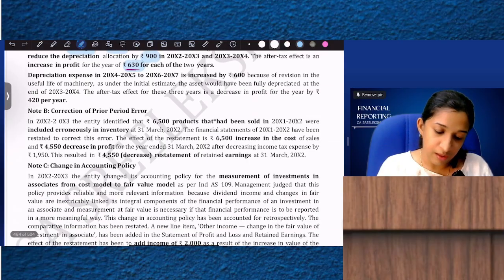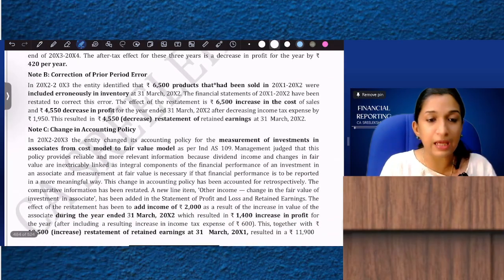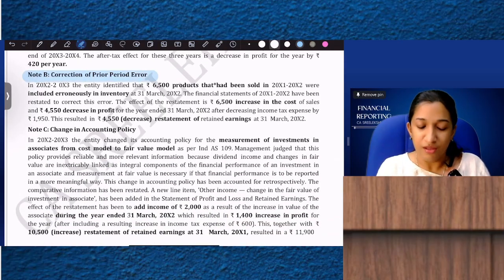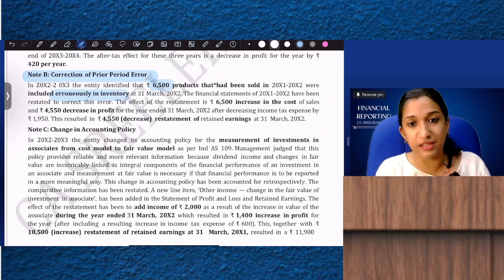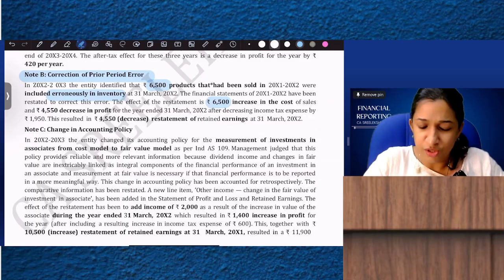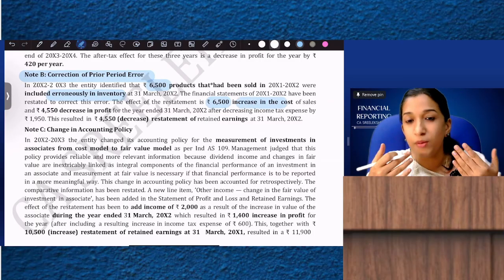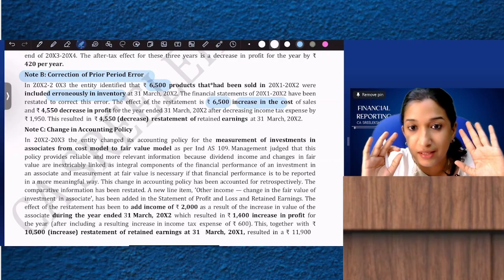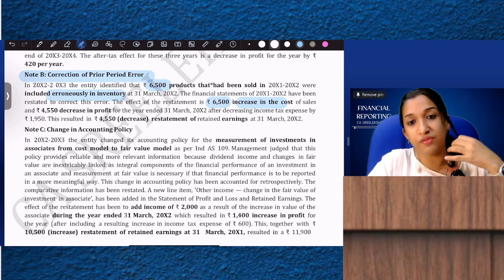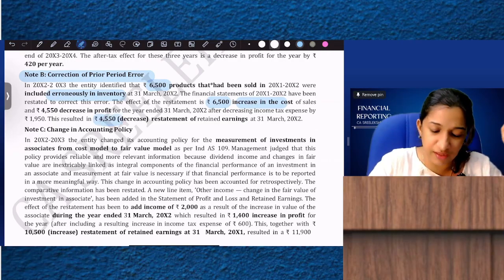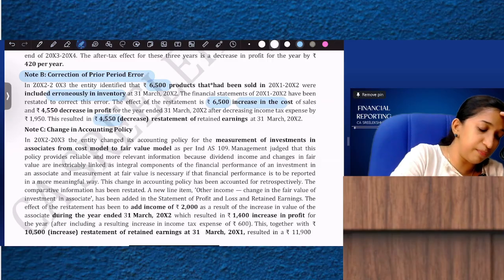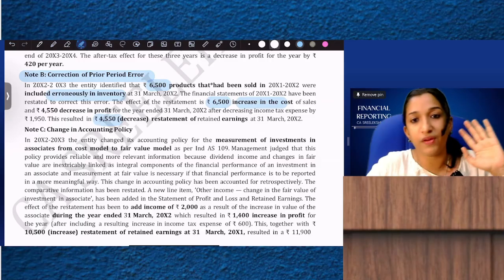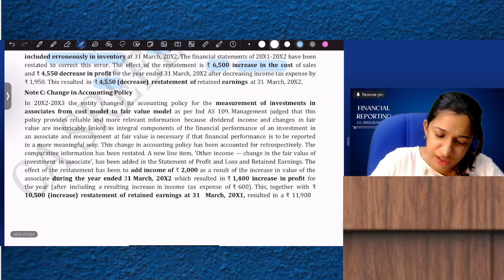Okay. Now correction of prior period errors. So that 6,500 has been sold but wrongly or erroneously included in the closing stock. So last year closing stock was more by 6,500. So we reduced, as a result profits have decreased. So profits 6,500 decreased means after tax effect, 6,500 minus 30%, 4,550.